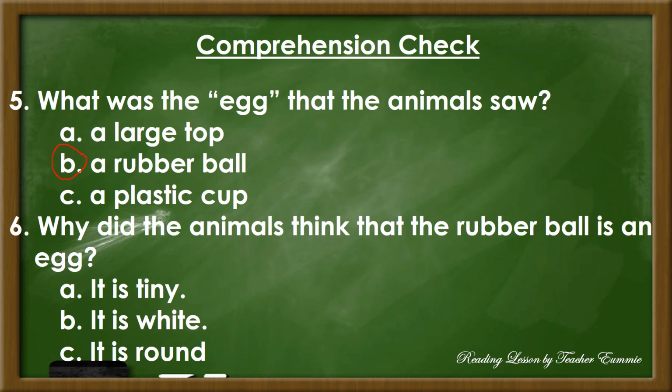Number 6. Why did the animals think that the rubber ball is an egg? Is it A, it is tiny, B, it is white, or C, it is round? Okay, very good. Letter C, it is round.